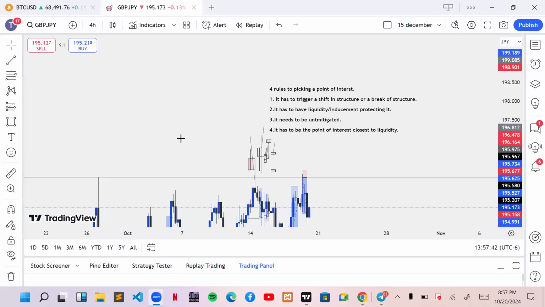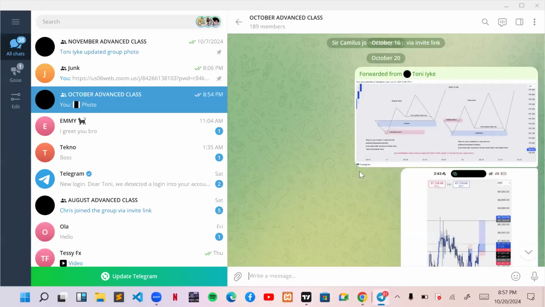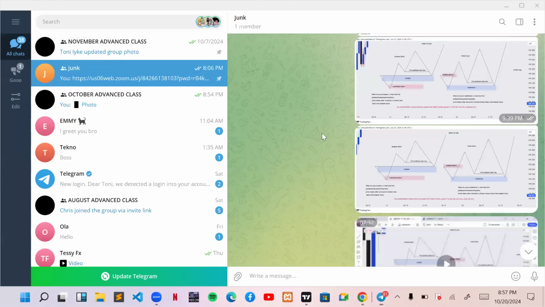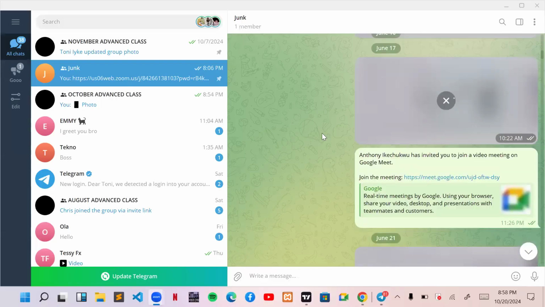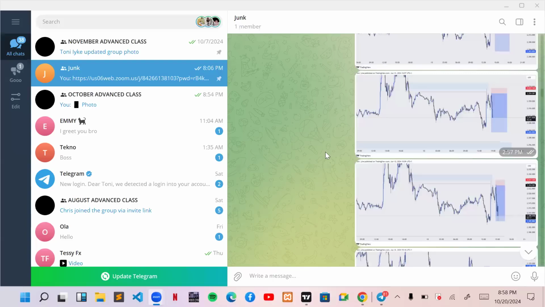The breaker block should always start from the body. If the first pullback mitigates the wick of the breaker block, or it does not mitigate the body of the breaker block, you can still use the breaker block. I have a scenario on GJ where the wick of the breaker was mitigated, but the body of the breaker was never mitigated. It's still valid to be used as entry. Let me see if I can find that trade.